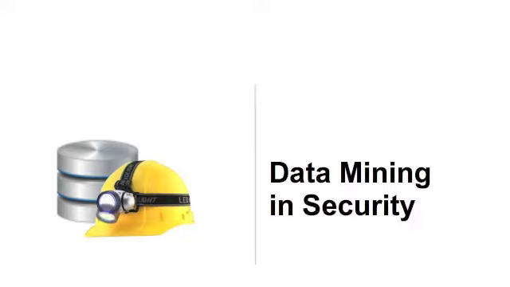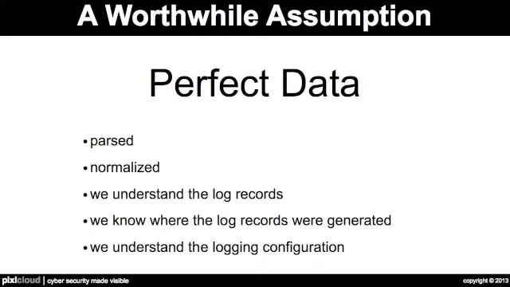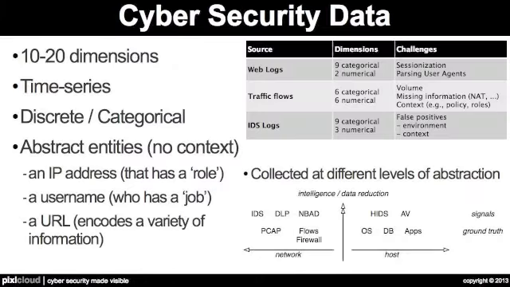So let's dive a little bit into data mining, just briefly. And I want to make one assumption, a pretty big one. Let's assume we have perfect data. It's parsed, it's normalized, we understand the log records, so there's no ambiguity. We know where they were generated, we understand the logging configuration, so like, happy world, okay?